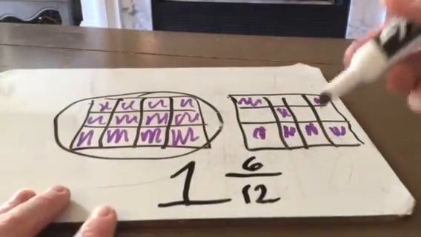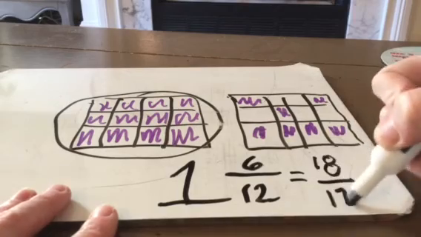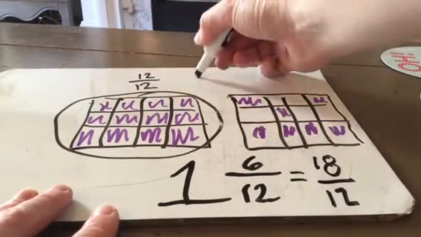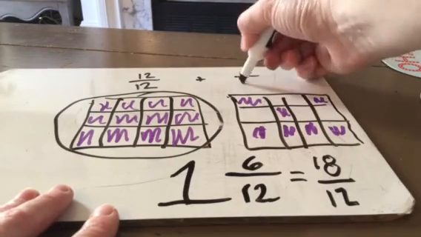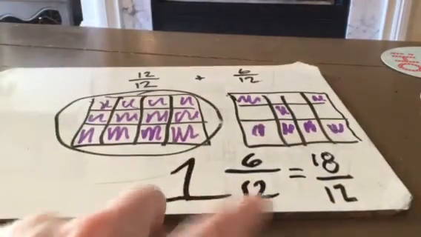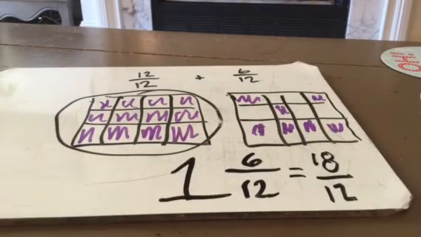Okay, so 1 6/12 is equal to 18/12, which really is our 12/12, which equals 1 whole, plus 6/12. So you can think about it as addition as well. 1 plus 6/12, 1 6/12. Or 12/12 plus 6/12, 18/12.